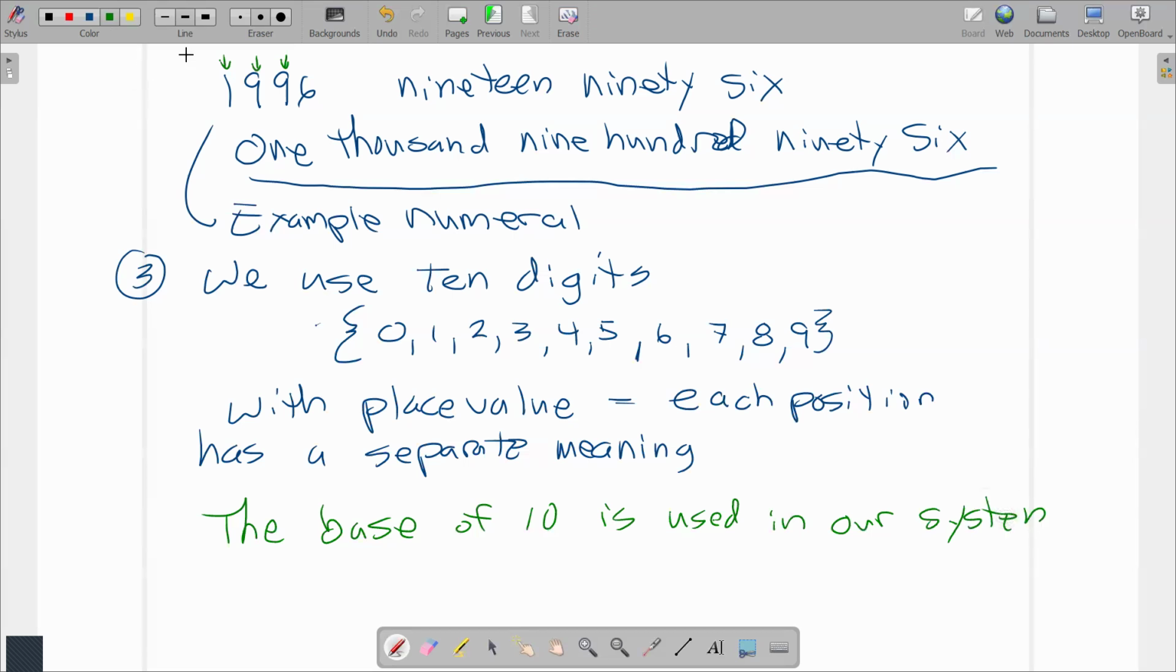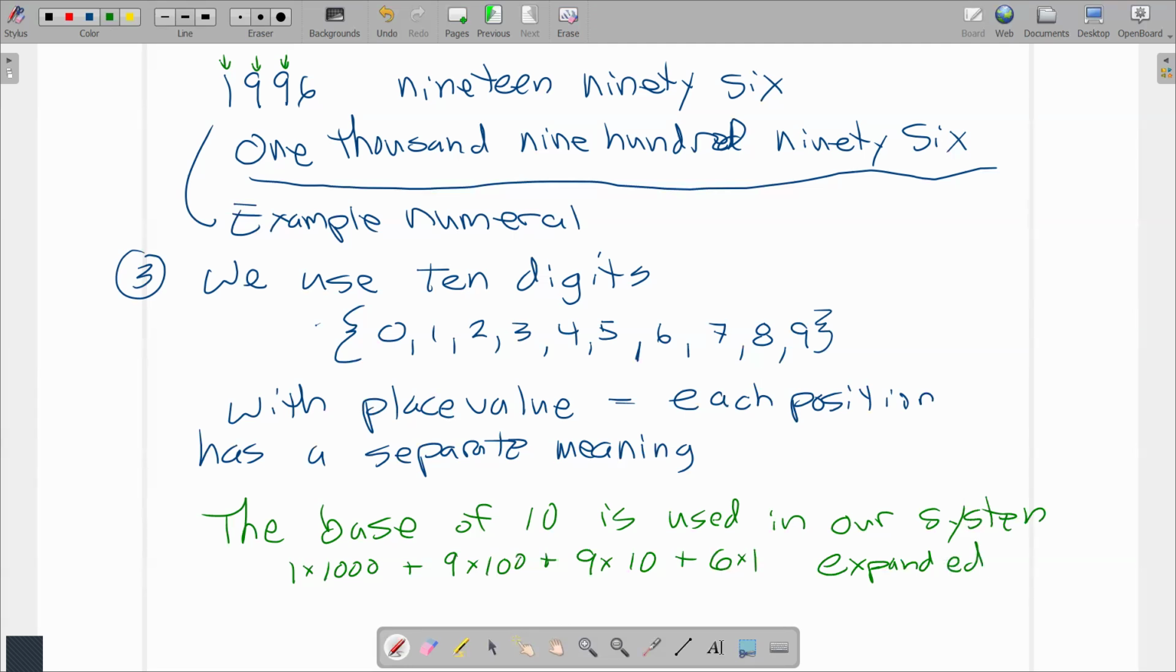So when I write something like 1996, again, that's a shorthand for saying I have one group of 1,000 and I have 9 groups of 100 and I have 9 groups of 10 and I have 6 ones. And when I explicitly state it out like that, that's called expanded form of a number.